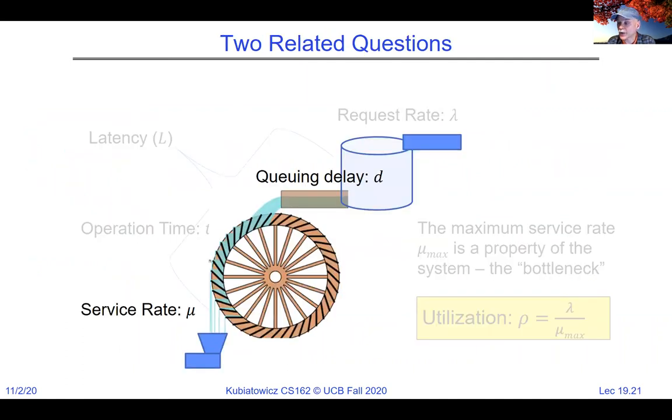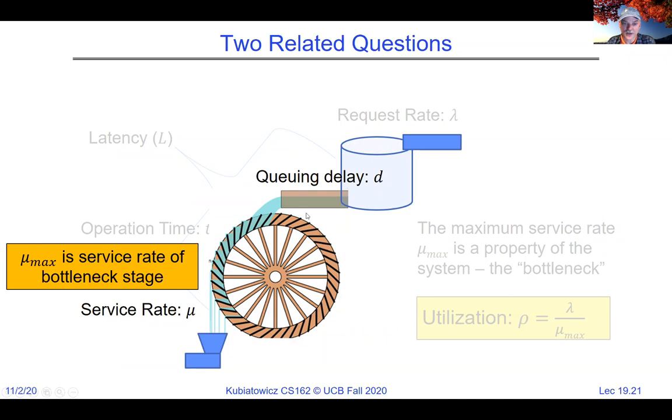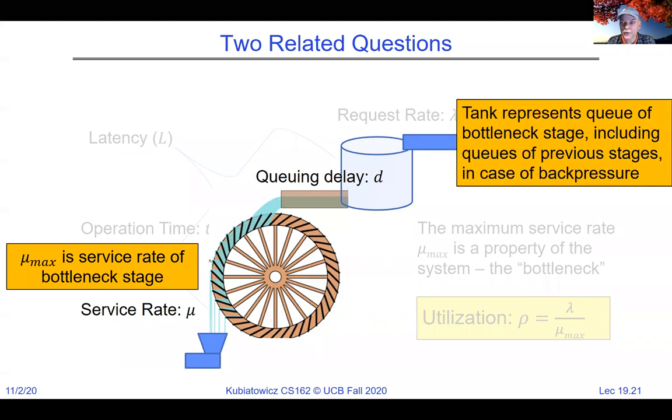We're going to move this on and talk about devices as well. The other question we've been looking at is that mu max is the service rate of the bottleneck stage. We can think of it as really only having a single mu max server and a queue. That is a good model for a bunch of queues, by modeling over only the bottleneck stage. The tank here represents the queue of the bottleneck stage, including the queues of all the previous stages. In case of back pressure, when queues build up, they back up to the previous stage, and the previous, and the previous. If you were to take all of those queues behind the bottleneck queue, that's what this tank is representing. That's the big queue.